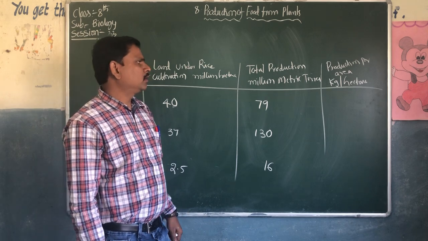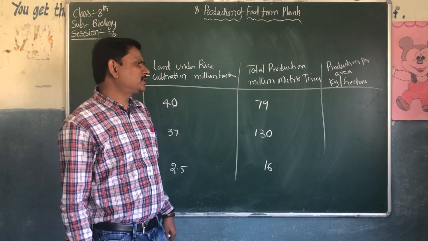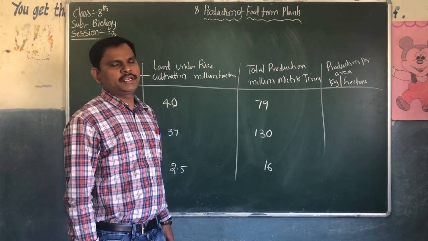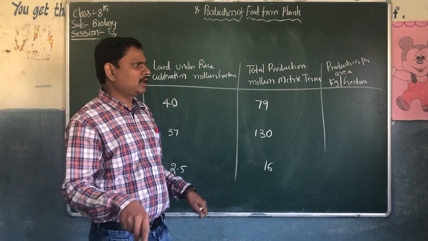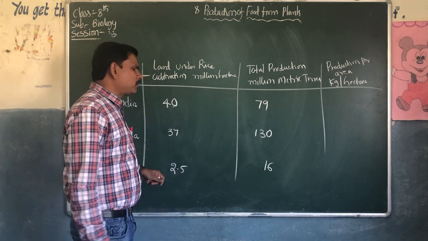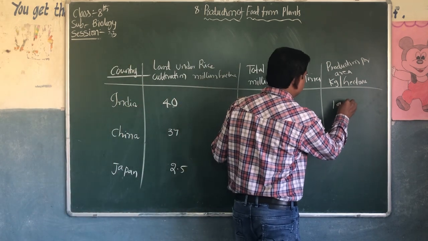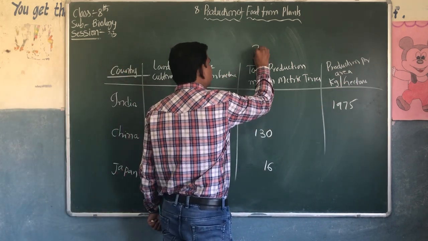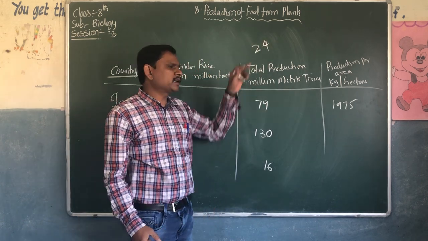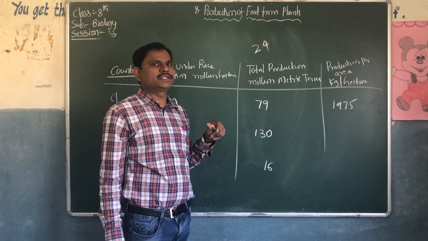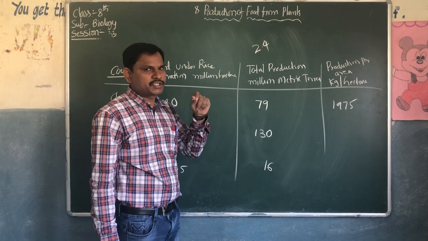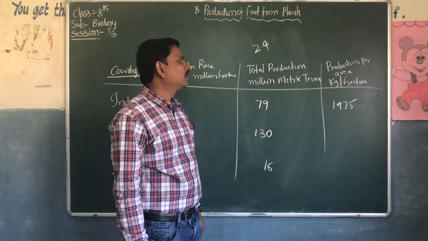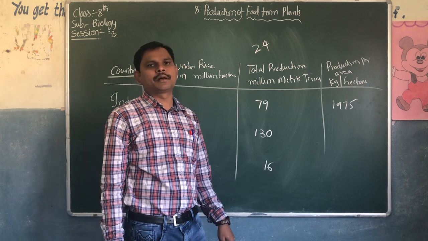Come to the production for area, kg per hectare. How much rice is growing in 1 hectare, or in a particular area of acres or hectares? Come to India, 1975 kg per hectare. 1 hectare is 2.4 acres of land. How much production can we see in India? Around 1975 kg per hectare.